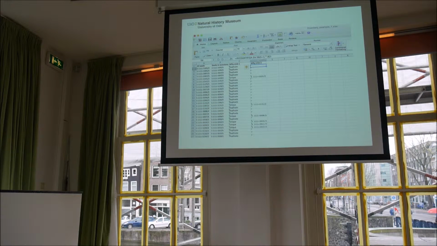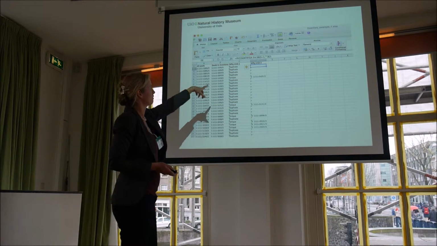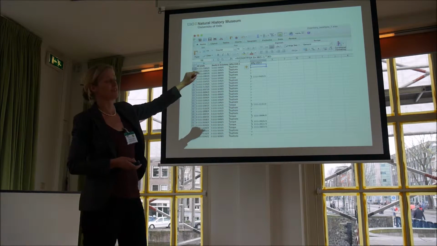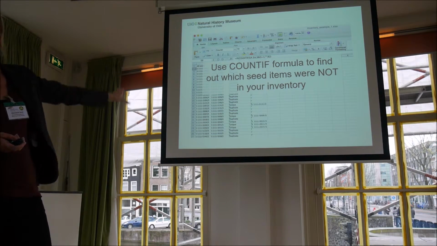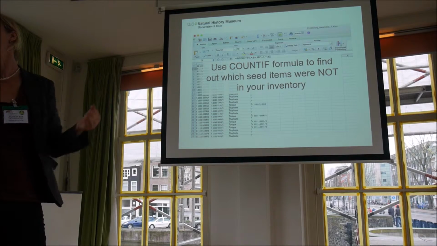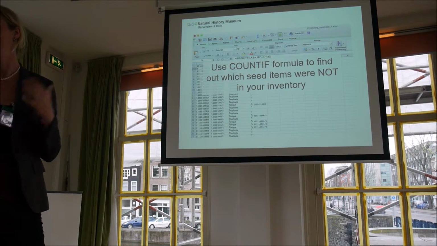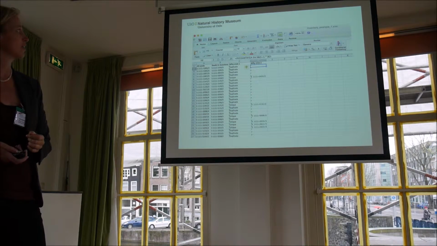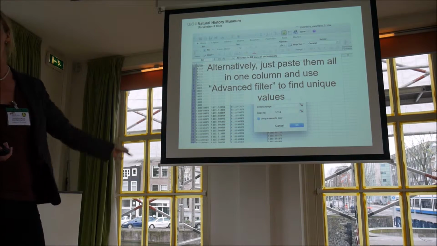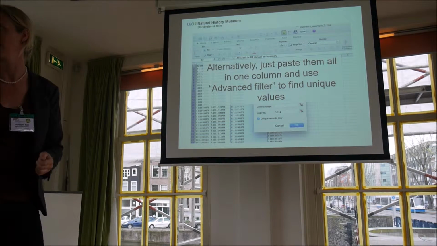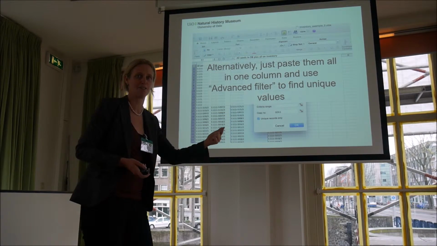And then in the Excel file we use a formula, or a nifty trick, to subtract one column from the other, because obviously your inventory is going to be a subset of your total list of seeds in the database. You could also use another trick, which is to put them all into one column and look for the unique values. But this does involve getting out of Iris and doing this in Excel.